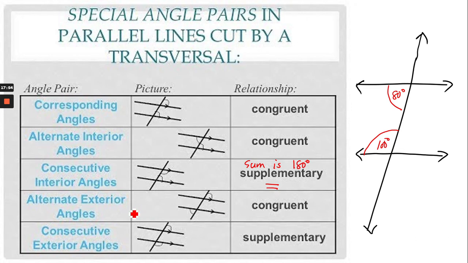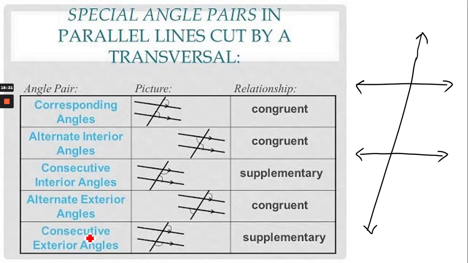Alternate exterior angles. Alternate exterior angles are always congruent. When you say congruent, they are also always equal. These two angles are alternate exterior and they are congruent. If this is 100, this is also 100. Okay, next.